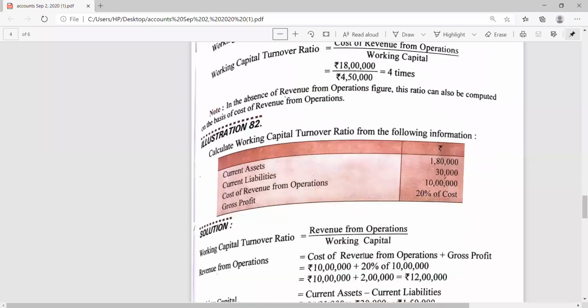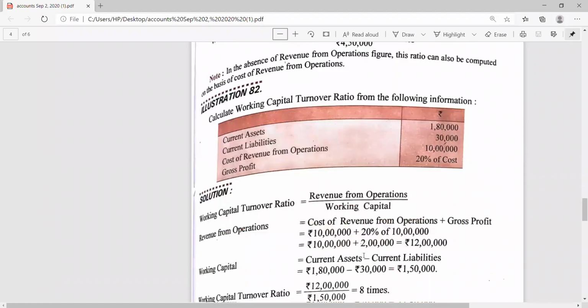Next is again the calculation of working capital ratio, in which you have to consider the formula of revenue from operation. If you remember, yesterday we did as well that the cost of revenue from operation plus GP, and if there is a loss, minus gross loss, we will get the revenue from operation. In this way, the mode of calculating the revenue from operation is quite different in this case. Otherwise, the formula for calculation of working capital turnover ratio will remain the same. There is no change.